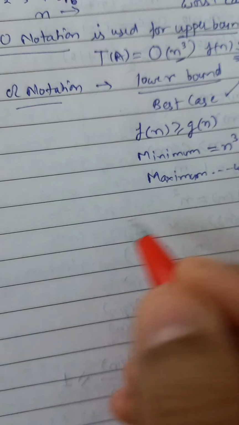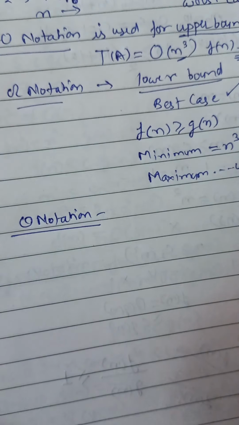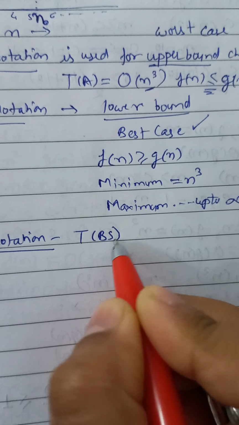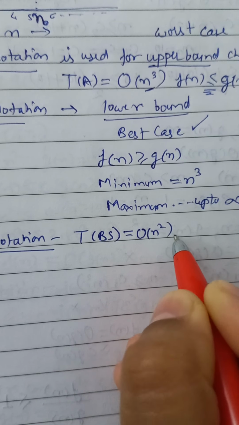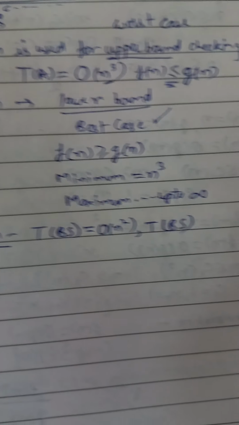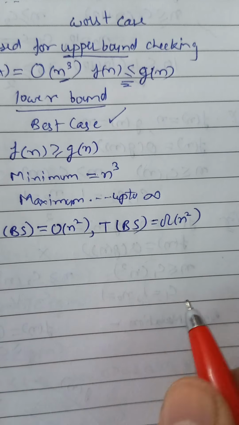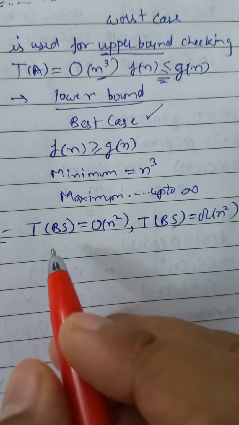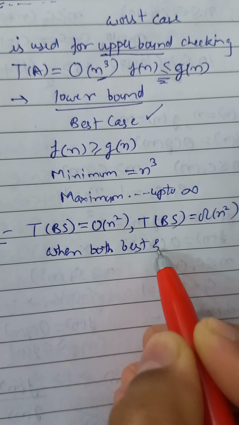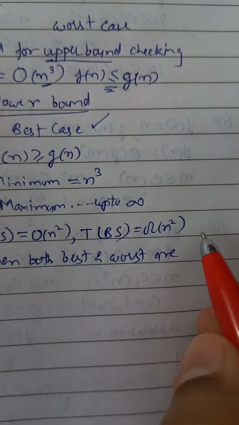And in theta notation, what is the possibility? The time complexity of worst case is equal to big O n square, and time complexity of best case is equal to omega n square. What does it mean? It means when both best and worst are the same. What does it mean?